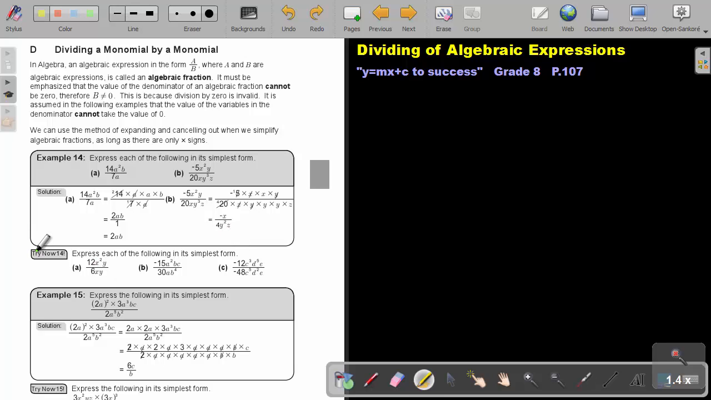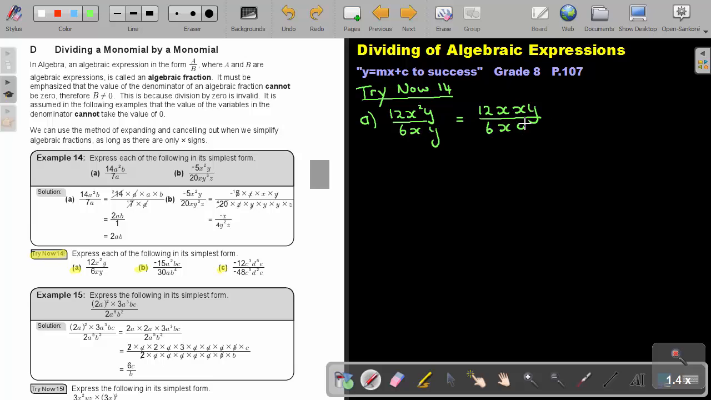Okay, I want you to try now 14, A, B, C. And I want you to also expand and cancel out so that you really understand the rules. Okay, try now 14. So it's 12x squared y over 6xy. So that will be 12. Let's expand the numerator. It's 2x and a y. And this is 6, and it's x and it's y. And then I can just say 6 can go in one time, 6 can go in two times. X cancel and one of the y's cancel. So what is left? Just 2x over 1, and we can just rewrite it as 2x.